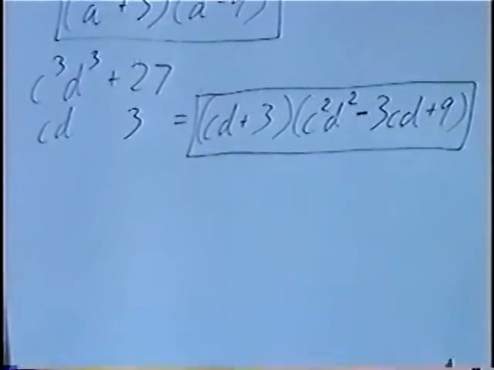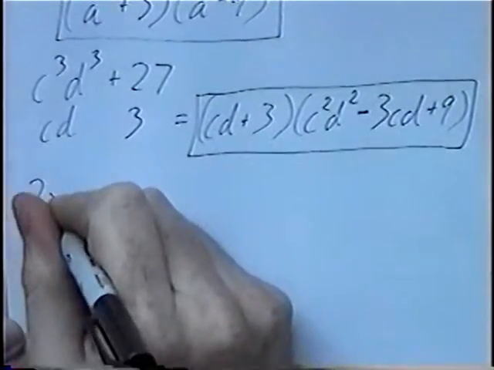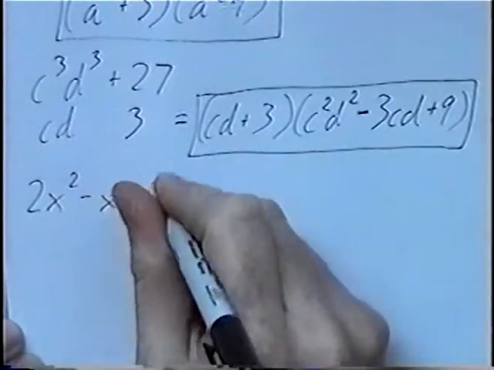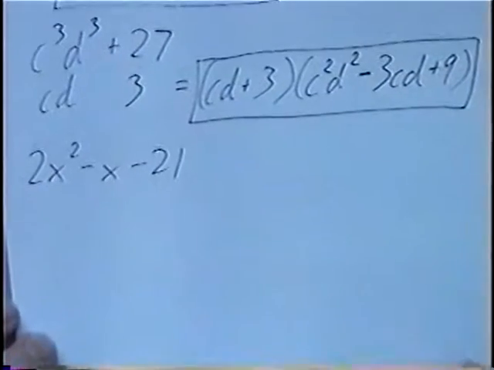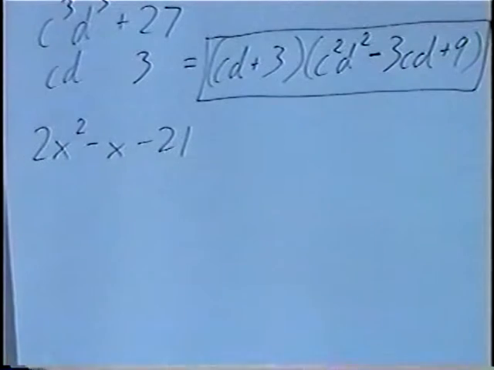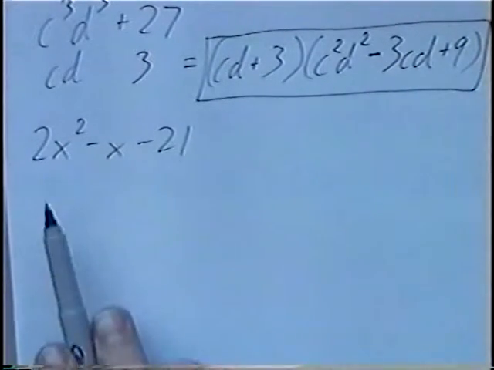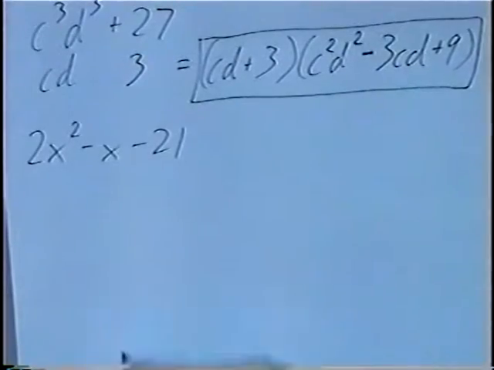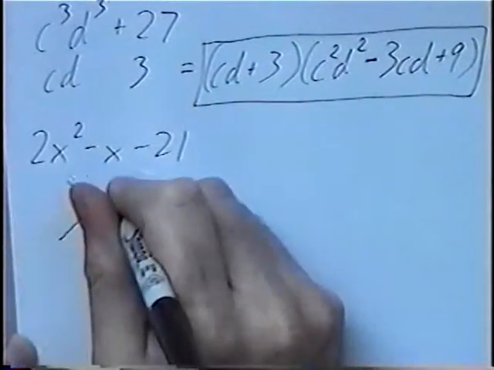And last question for the section: 2x squared minus x minus 21. Factoring this expression, you can look at the factoring techniques that we did, but there are no common factors, there are no perfect squares, so none of the factoring techniques that we've written down today will factor this expression. What we can do though is use the diamond method to factor.